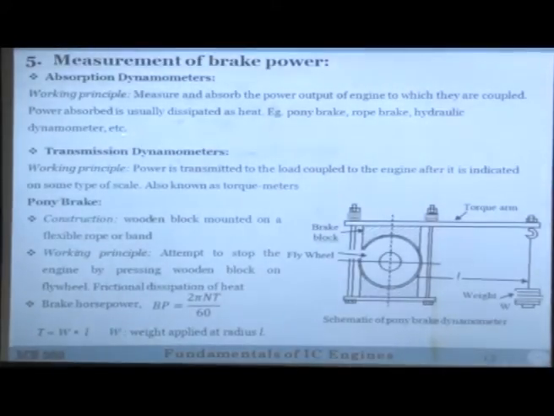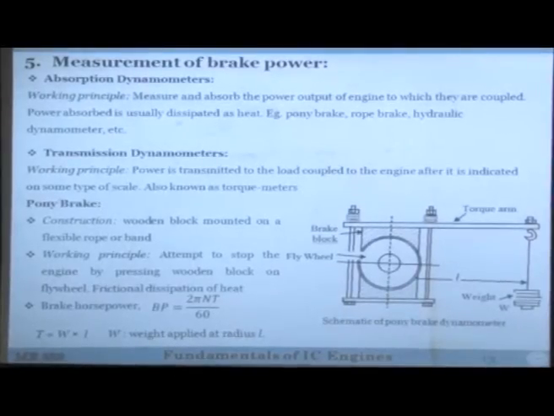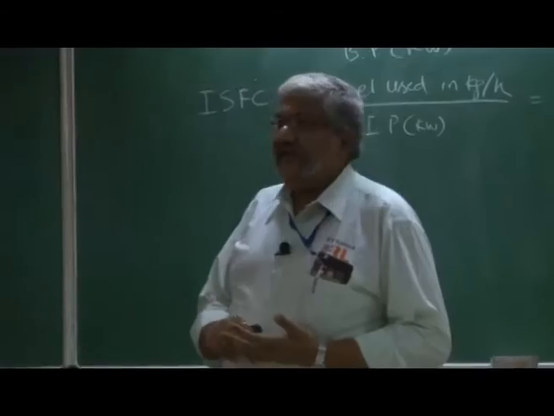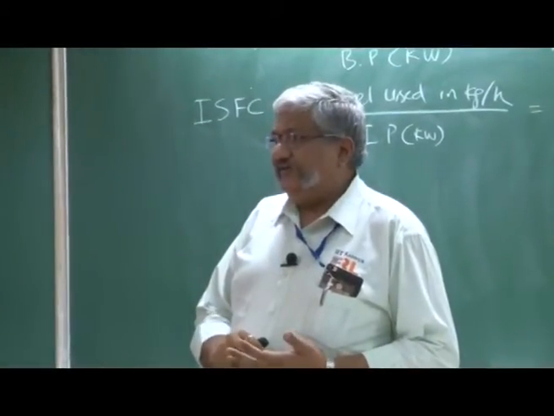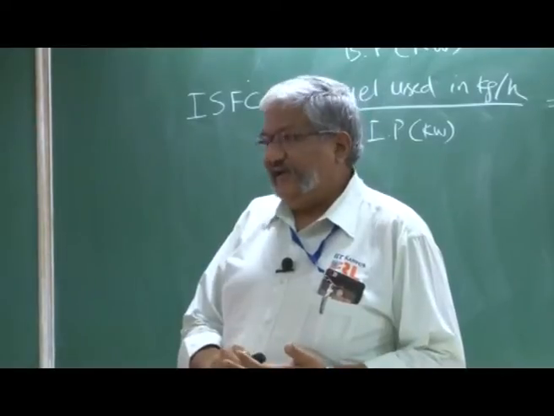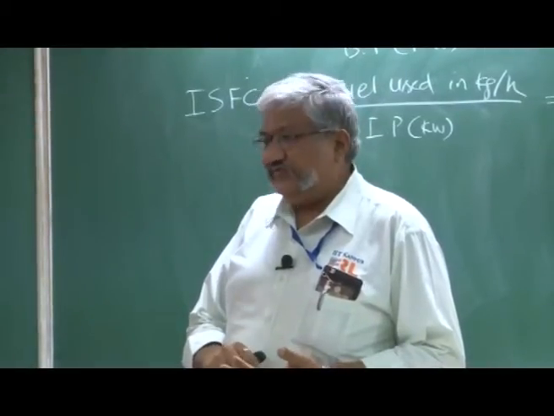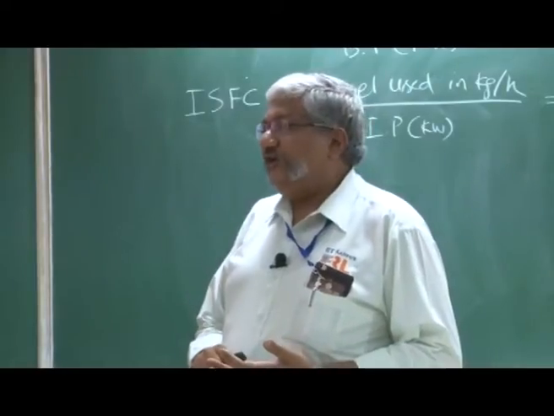Absorption dynamometers basically absorb the power output of the engine with which they are coupled. The power absorbed is usually dissipated as heat, okay. For example, it could be a Prony brake dynamometer, which is not used, these are historical dynamometers. It could be a rope brake dynamometer, or a hydraulic dynamometer. Nowadays hydraulic dynamometers are very sparingly used, but what is used mostly is eddy current dynamometers, transient dynamometers, AC dynamometers and DC dynamometers. The transient dynamometer is also known as AC dyno. So either you have an AC dyno or transient dyno, or you can have a DC dyno, or you can have an eddy current dyno.